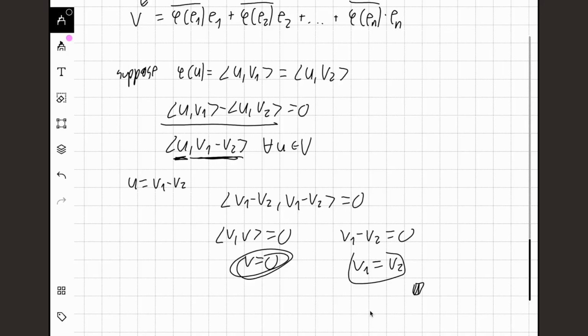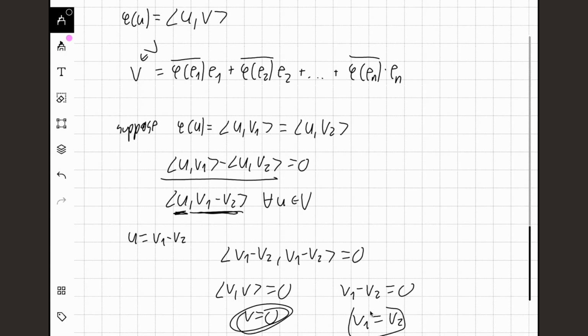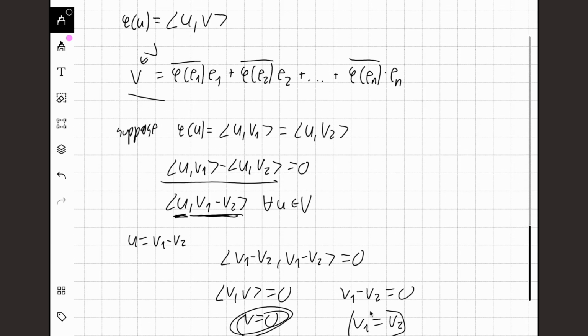And we see that this is why v does not depend on the chosen orthonormal basis. We choose an orthonormal basis, e1, e2 to en, and then we compute this special vector v, but it doesn't depend on what kind of orthonormal basis we choose.